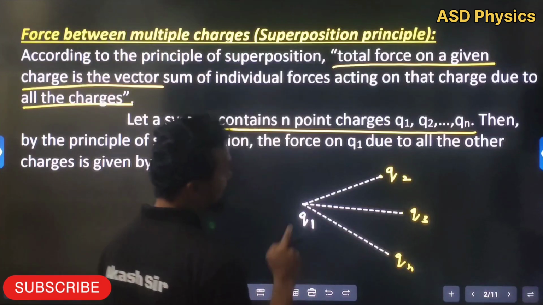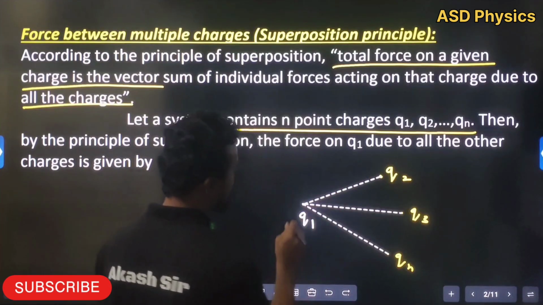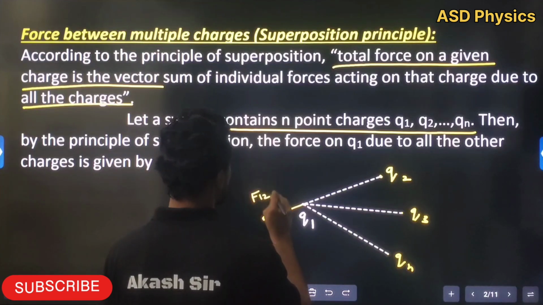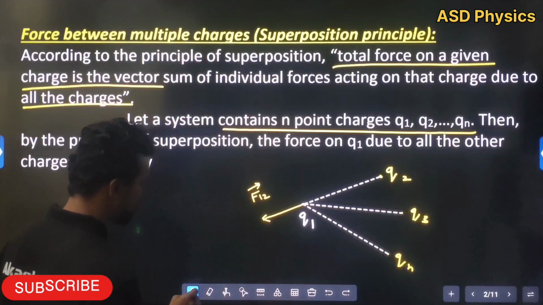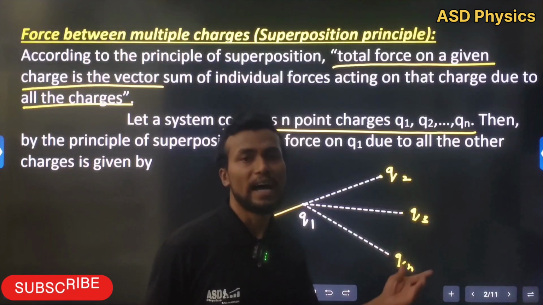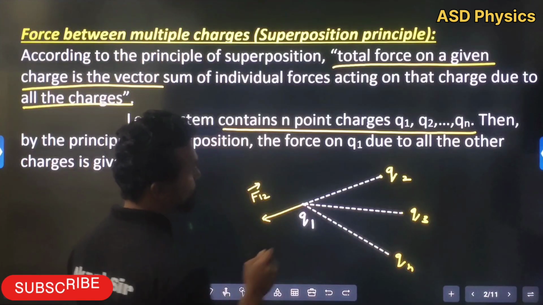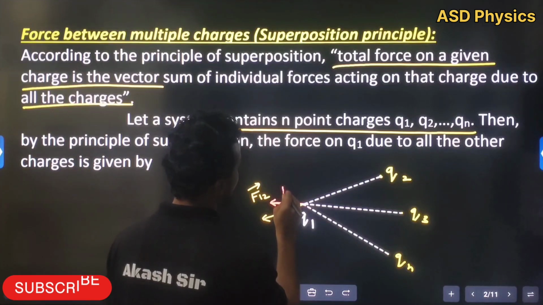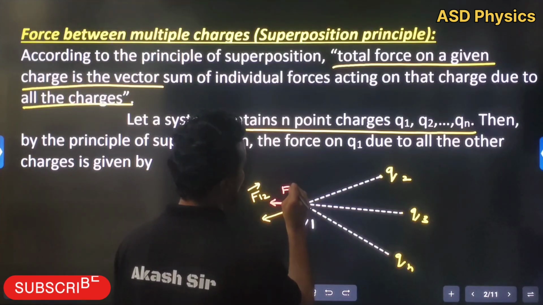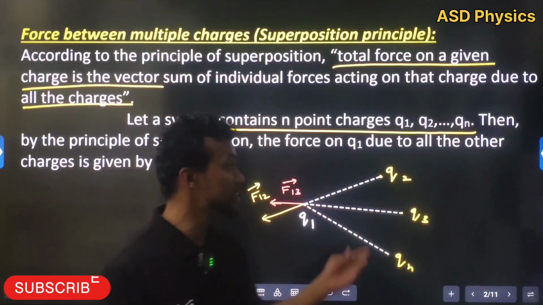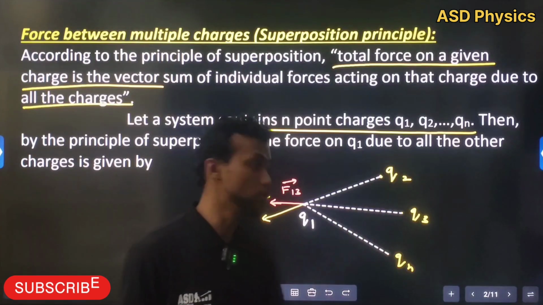So please see very well, the force between q1 and q2 will be given by this, and that is called the force on 1 due to 2, and this force is independent of the presence of q3 and qn. Similarly, the force between q1 and q3 is given like this, F13, and this force F13 is also independent of the presence of q2 and qn.